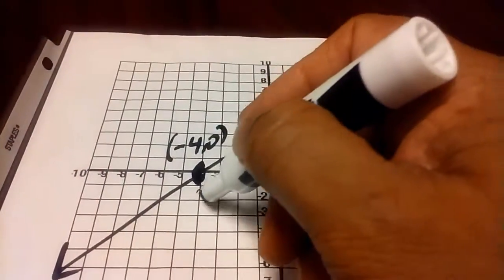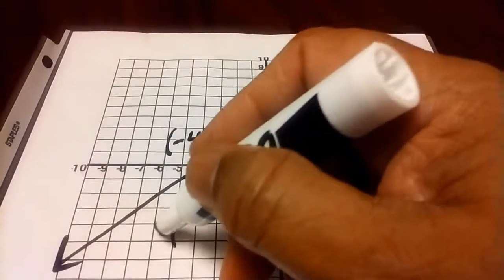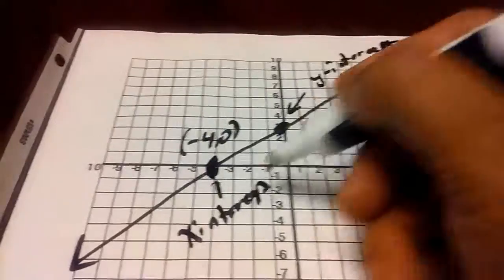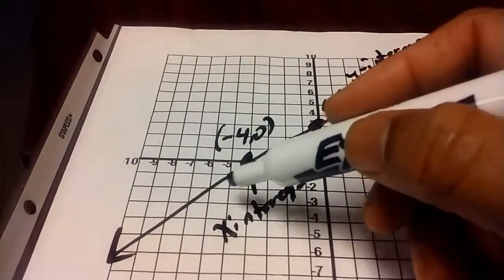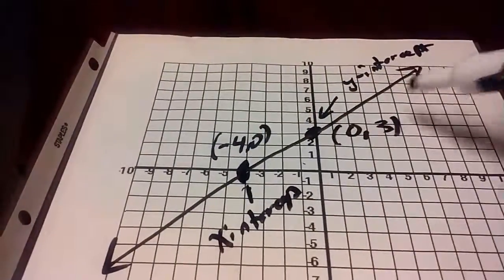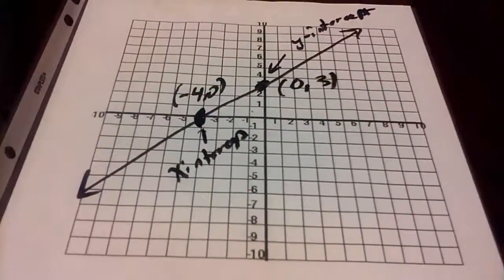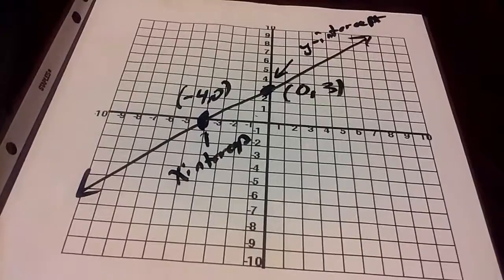So the x-intercept crosses the x-axis, and the y-intercept crosses the y-axis. I hope this is helpful. I have a few of those for y'all to do.